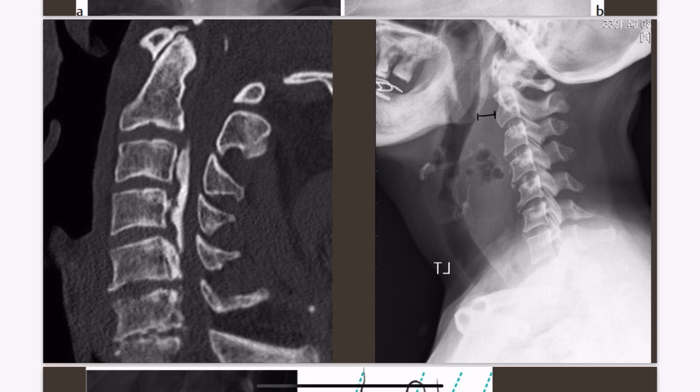And if at the level of the C4 vertebra, the soft tissue width is going to be more than half of the C4 vertebral width, then it is going to be retropharyngeal abscess.